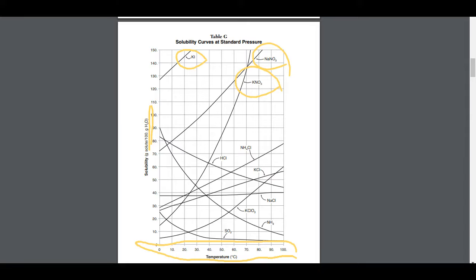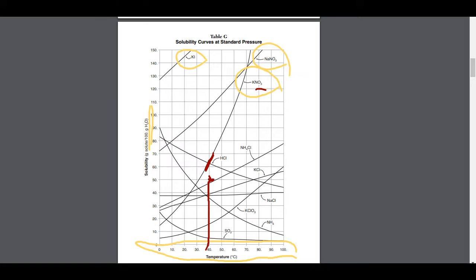So for instance, if you're asked, let's say you're at 40 degrees and you have 50 grams of potassium nitrate in 100 grams of water at 40 degrees, you're right here. Let's find 40, go up to 50, and we're right here. And we're comparing it as far as potassium nitrate. We're below the solubility or the saturated line for potassium nitrate. We would say that this solution can hold more solute. I can dissolve more. It is an unsaturated solution.